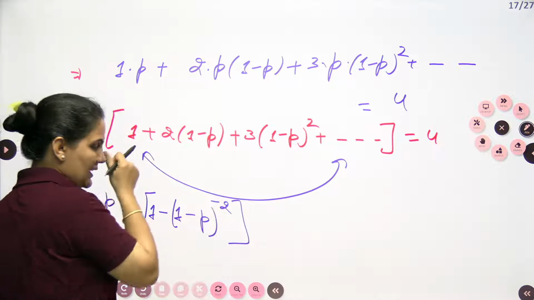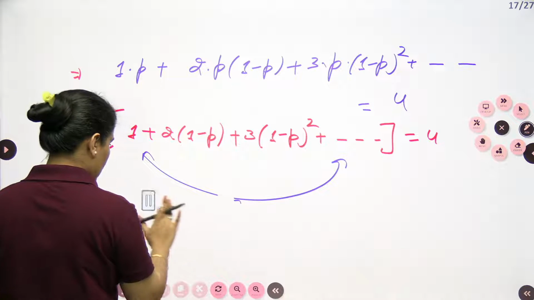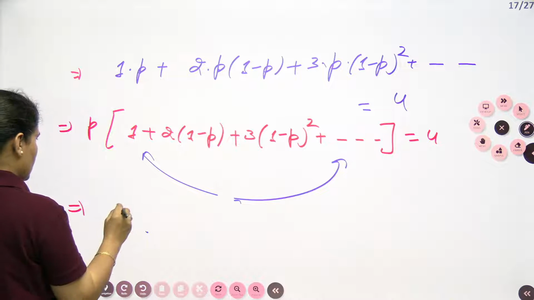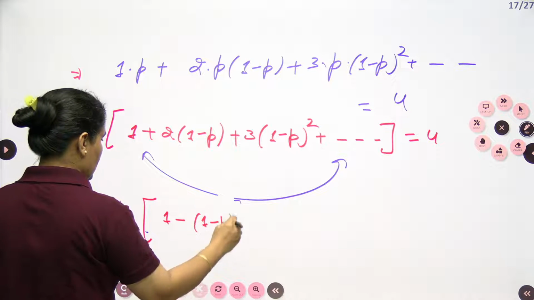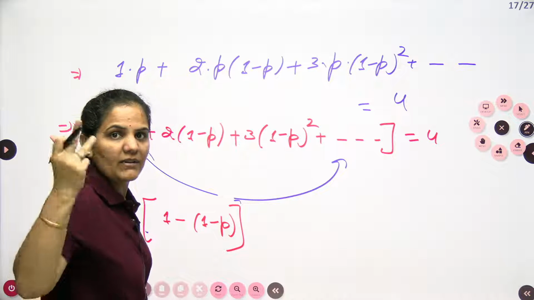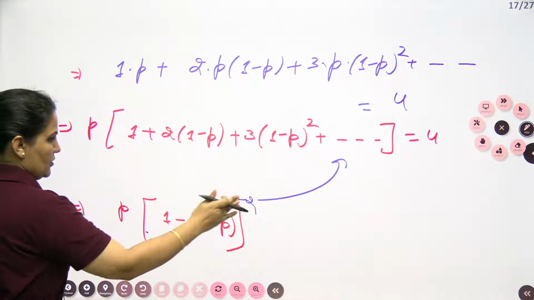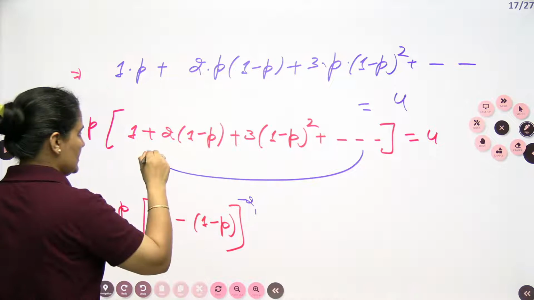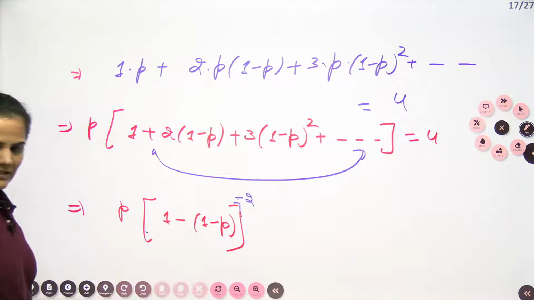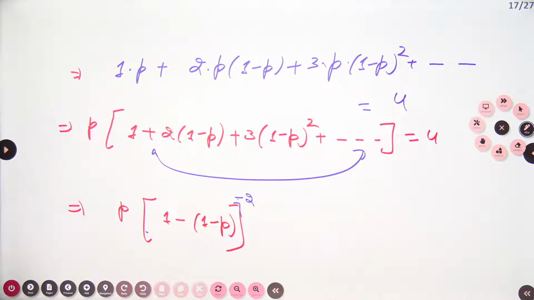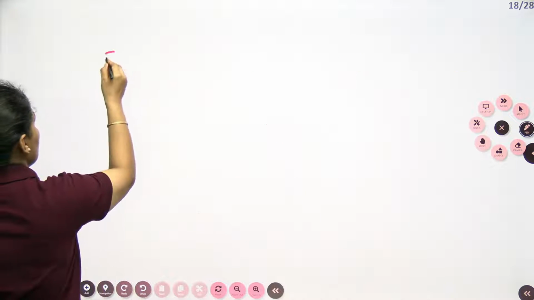So p we are having already, and this is 1 minus x to the power minus 2, where here x is 1 minus p. So from here to here this is minus 2. So we have p into 1 minus, 1 minus p, to the power minus 2, and the result is already equal to 4. When you open it, you can solve it.